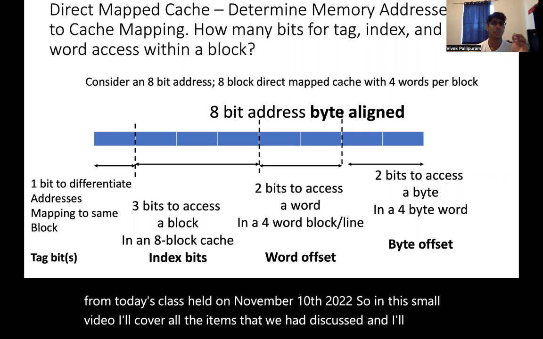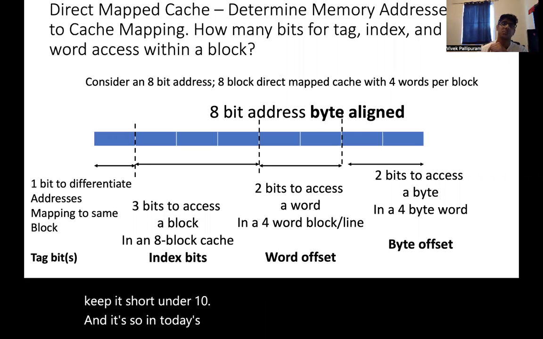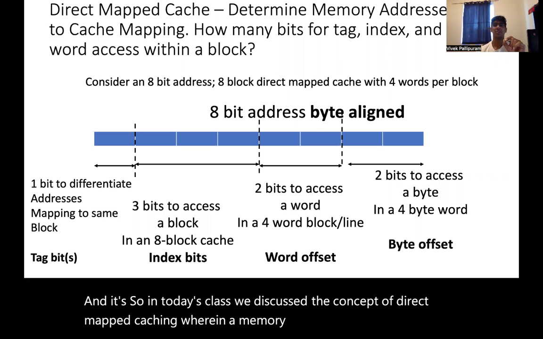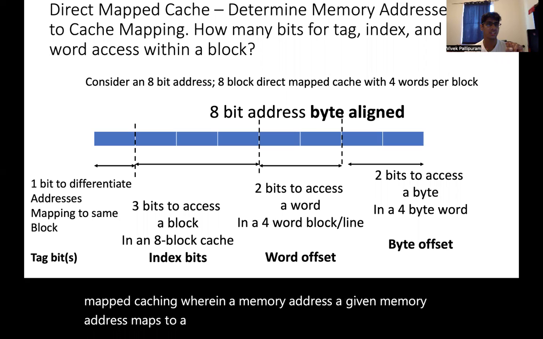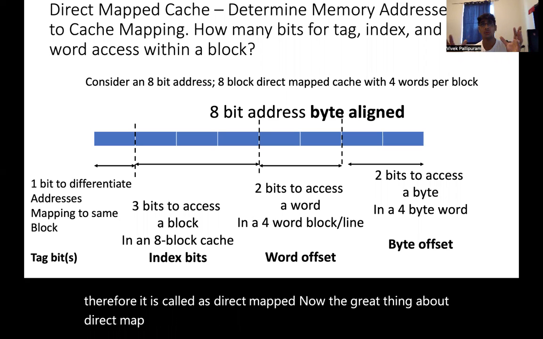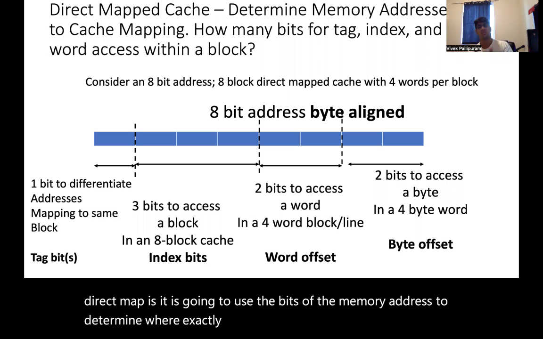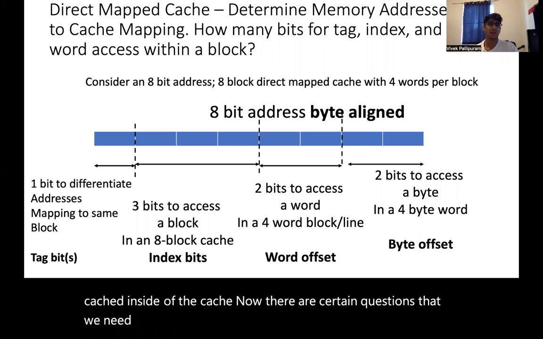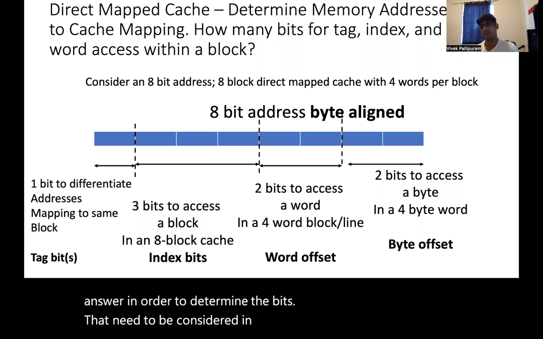So in today's class, we discussed the concept of direct mapped caching, wherein a given memory address maps to a very unique location inside of the cache, and therefore it is called direct mapped. Now, the great thing about direct map is it is going to use the bits of the memory address to determine where exactly a memory address will be cached inside of the cache. Now, there are certain questions that we need to answer in order to determine the bits that need to be considered in order to perform this mapping.